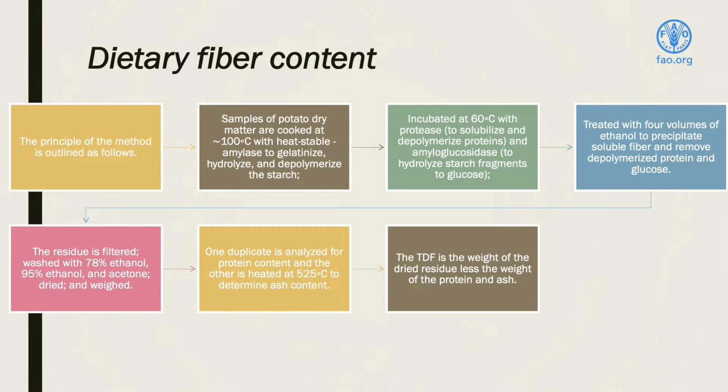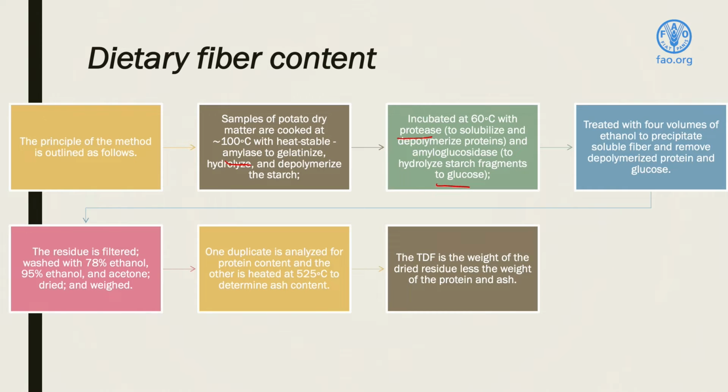Here is the method. The principle of this method is outlined like that. Samples of potato dry matter are cooked at 100 degrees C with heat-stable alpha amylase to gelatinize starch and hydrolyze the starch inside potato. Incubate at 60 degrees C with protease to solubilize and depolymerize the protein, and amyloglucosidase is also added to hydrolyze starch fragments to glucose.